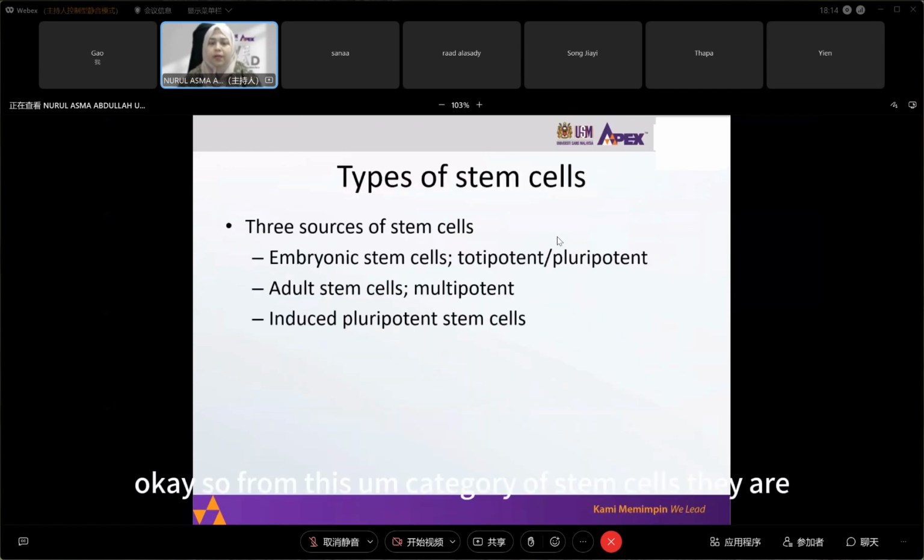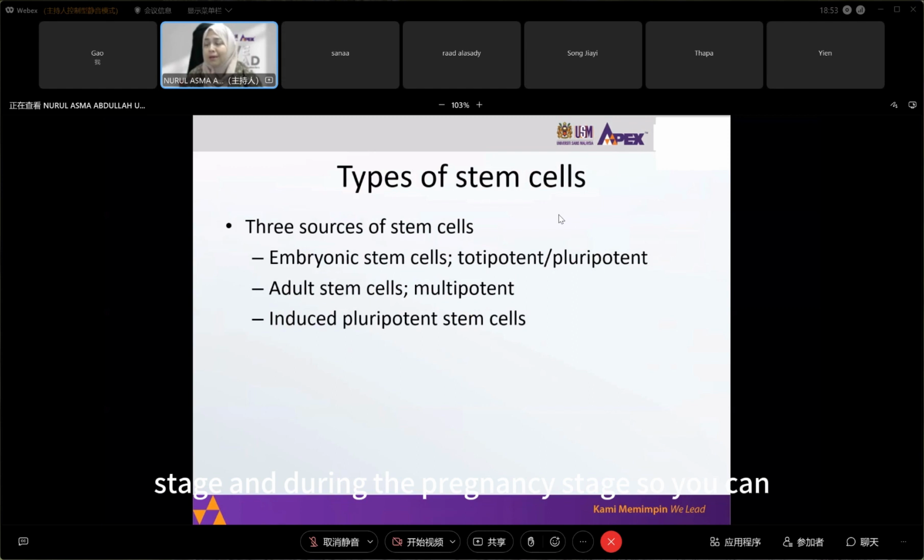Okay, so this category of stem cells is divided into several types. The first source of stem cells, as I mentioned just now, is the embryonic stem cells. Embryonic stem cells are isolated at the totipotent and also pluripotent level, which is during the pregnancy stage.